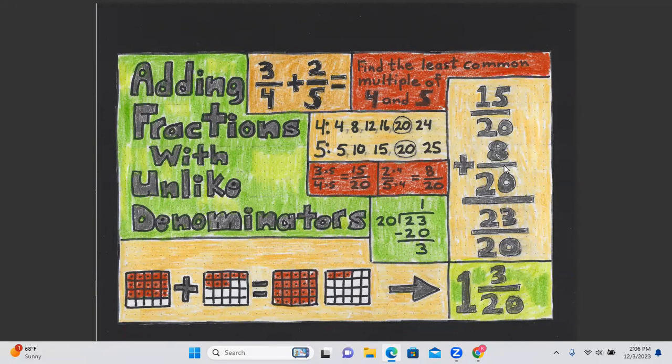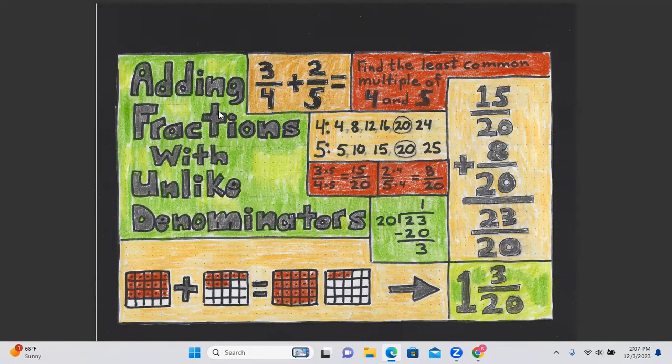And today we're going to add fractions with unlike denominators. We spent a lot of time in our previous videos subtracting fractions. Subtracting fractions is a little bit more difficult than adding fractions. That's why I started with those first.